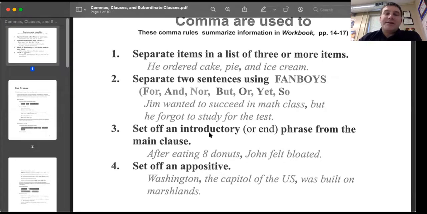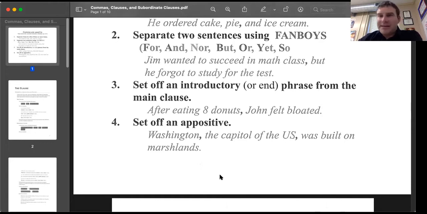You can also use this to set off an introductory phrase from a main clause. This is what we're going to be doing with subordinating conjunctions, because this is kind of what this happens with. So after eating 8 donuts, comma, John felt bloated.